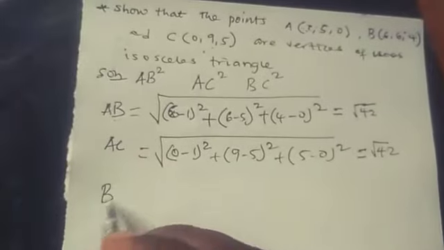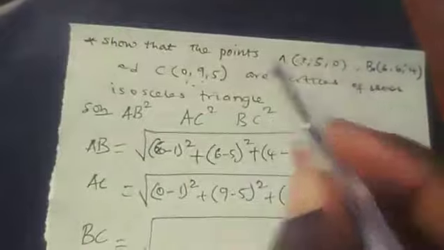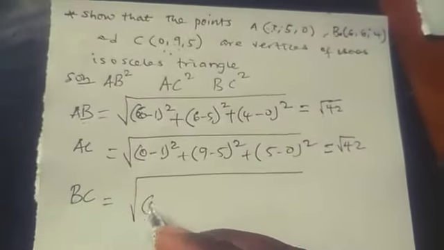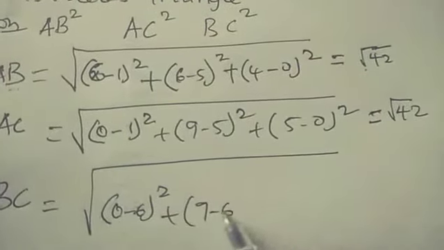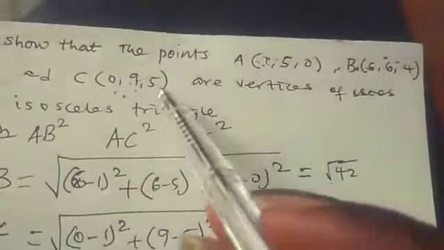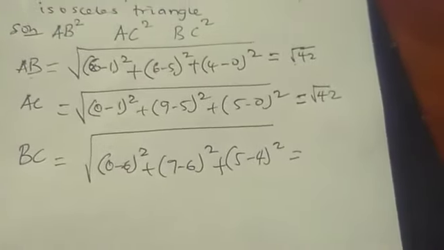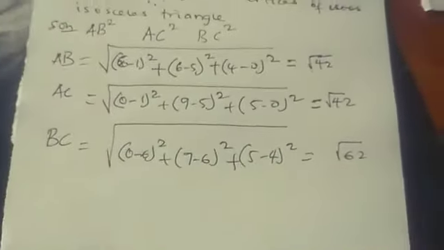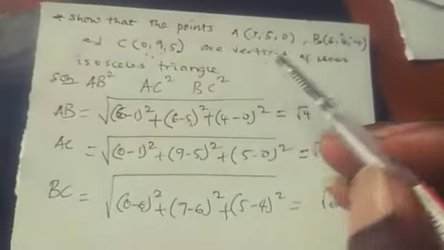And finally, let's find BC. We are now pairing B and C. BC together. So if you find BC, we should have 0 minus 6 squared, the next one, 9 minus 6 squared, plus 5 minus 4 squared. And that will give me root 62. So what we have shown here is that ABC are vertices of an isosceles triangle.